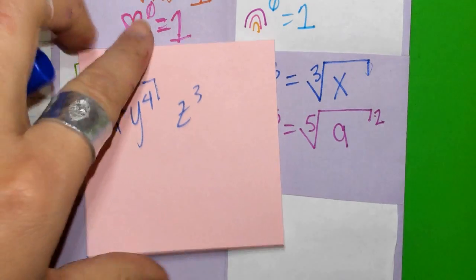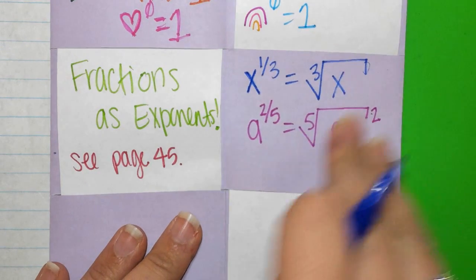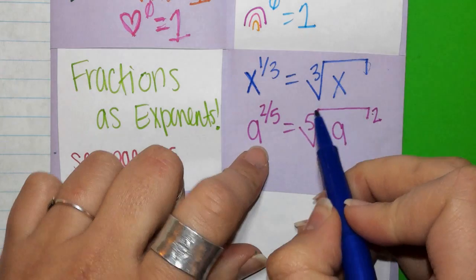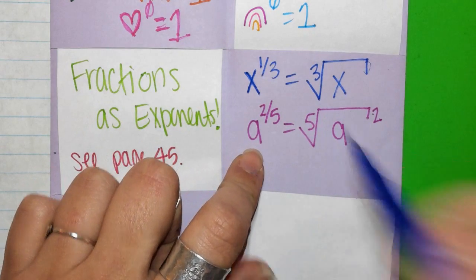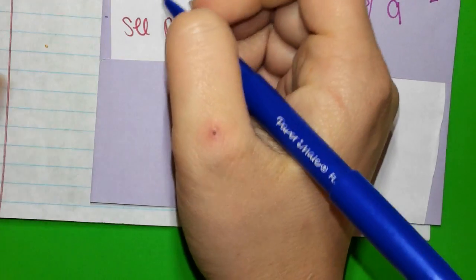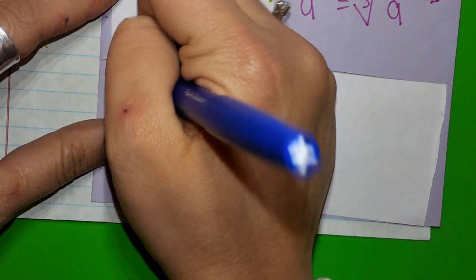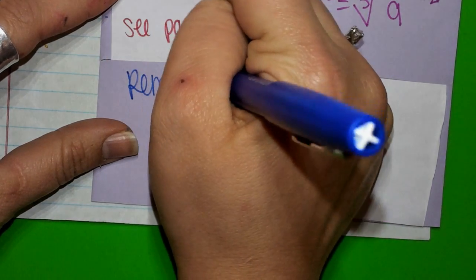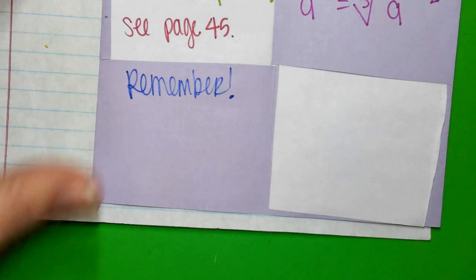Remember, this is called a radical. It's also called a root. What is this bar right here called? The vinculum. Fantastic. If you said vinculum, take a point. All right, the last thing that we're going to write is remember.